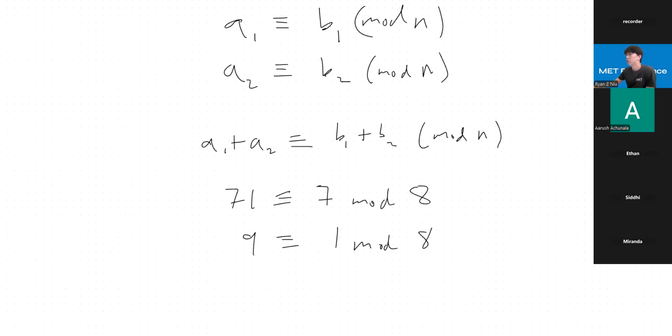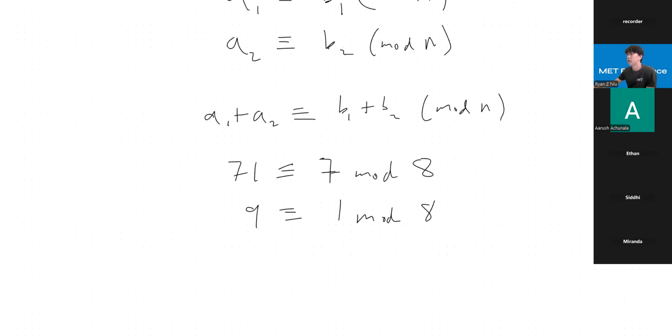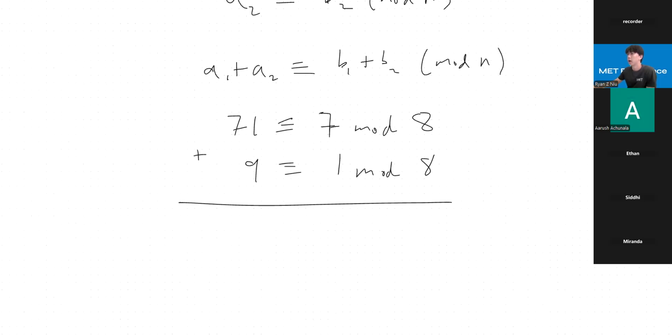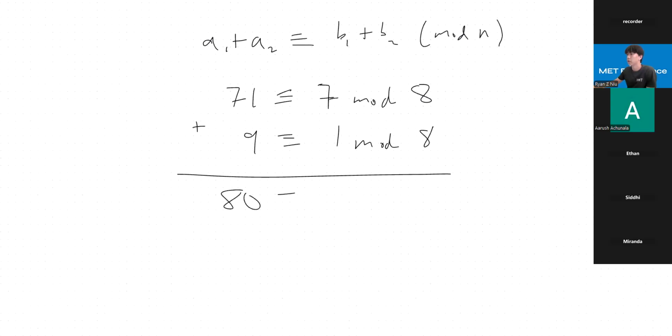And what we can do with these two things is add them together. And what happens is we have 80 equals 8 mod 8. So this number should never change, because it's what you're dividing by. But these numbers you can add together.